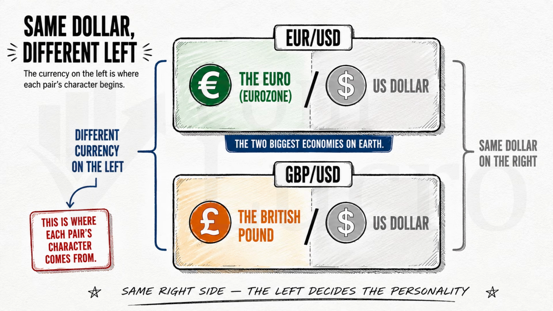So let's start with what these two pairs actually are, because that's where their whole personality comes from. EURUSD is the euro measured against the US dollar, the two biggest economies on the planet facing off in a single price. GBPUSD is the British pound measured against that same dollar. Same dollar on the right side of both, but a very different currency on the left. And that one difference on the left is what gives each pair its character.